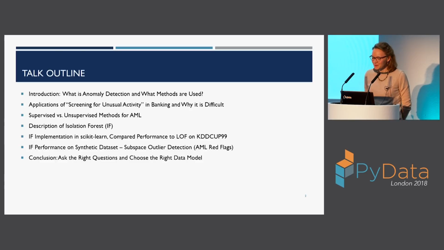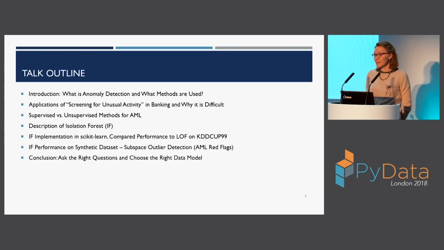Okay, that's good. So in this talk, I'll briefly introduce what is anomaly detection and what kind of methods are used. We'll look at the application of anomaly detection to banking, so we'll cover the three most often used areas. Then we'll talk about, specifically for AML, if supervised versus unsupervised methods are applicable. And then we'll look at the isolation forest. So we'll step away from the topic of AML and look at the actual algorithm.